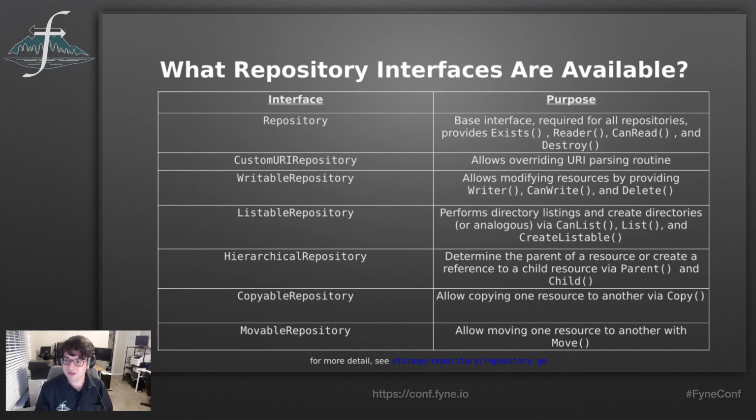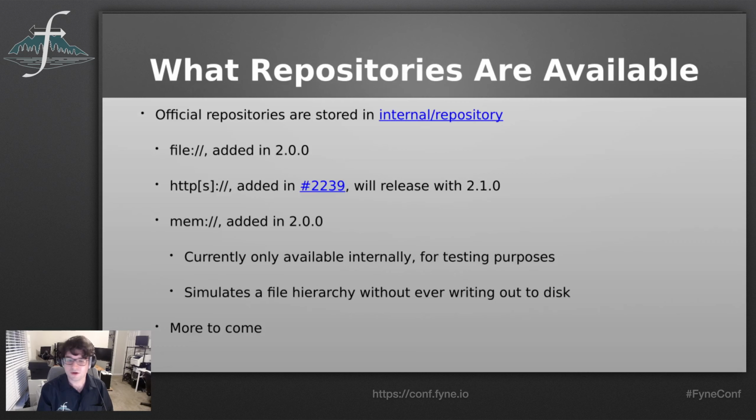We have a generic version of that you can use if you don't want to implement an optimized version, and our generic one just reads all the data as a reader, obtains a writer, and writes it all back out. And movable is analogous. And all of these are available in storage/repository/repository.go in the main Fyne repository. And they're all commented and documented, so if you're interested in learning more information, you should give that a look.